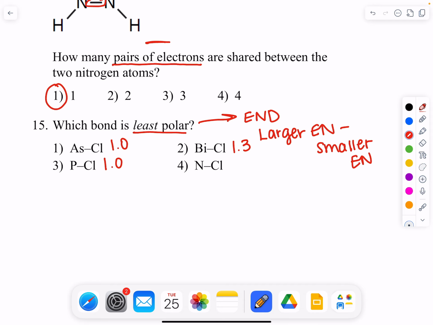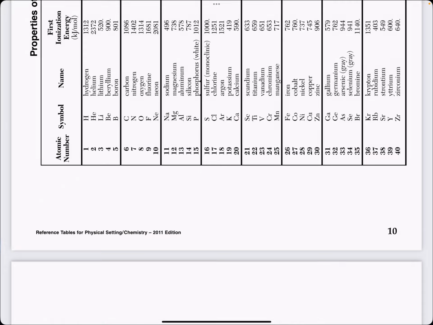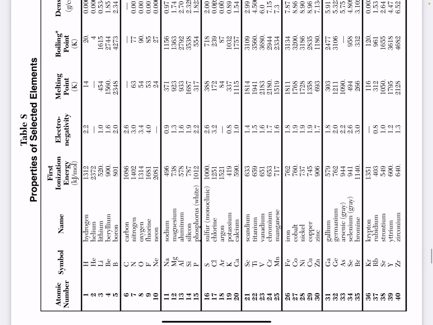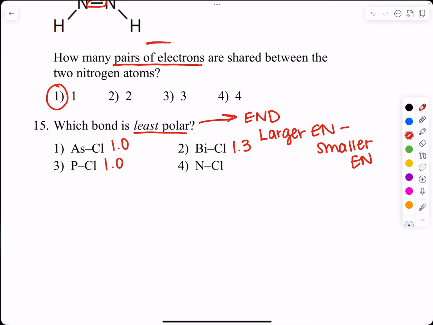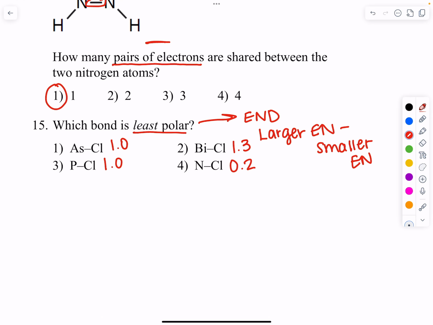If I look up nitrogen's electronegativity, it has one of 3.0. So 3.2 minus 3.0 is 0.2. The least polar is going to be the closest electronegativity difference. So it will be 4.